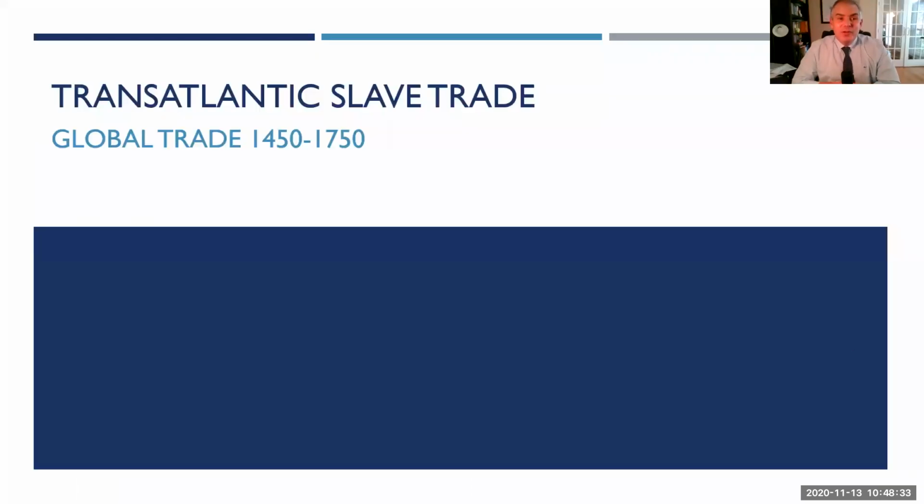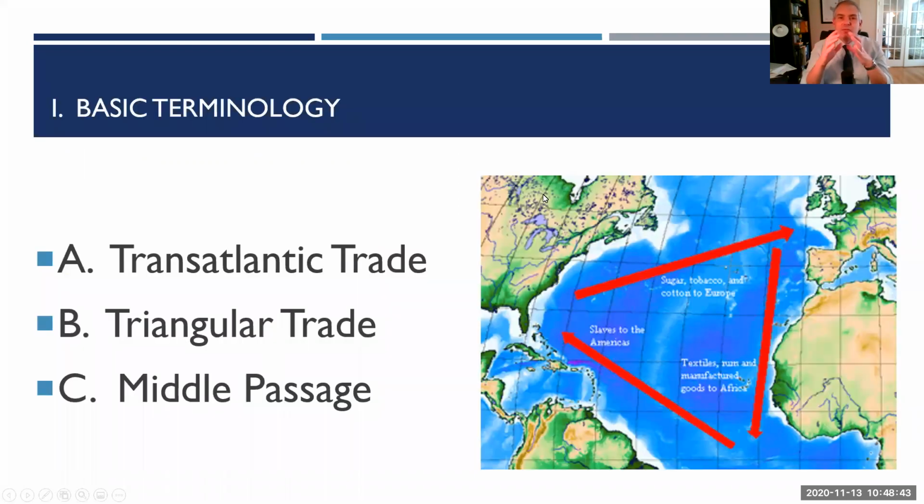Hello, and today we're going to be looking at the transatlantic slave trade as part of this developing global trade network between 1450 and 1750. So, before we begin, we want to bring in three basic terms that we just want to be aware of when we talk about the system of trade that develops during this time.